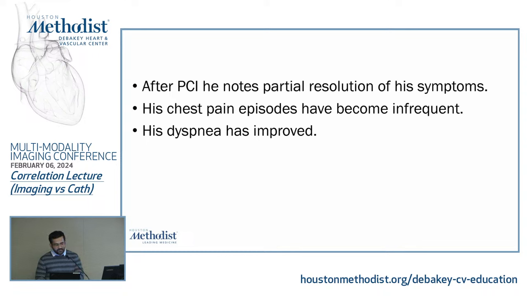Around 6 months after the PCI, the patient started to have more shortness of breath and more chest pain. Around that time, the patient also had a trigger finger release surgery, and the tissue from that showed faint amyloid deposits.